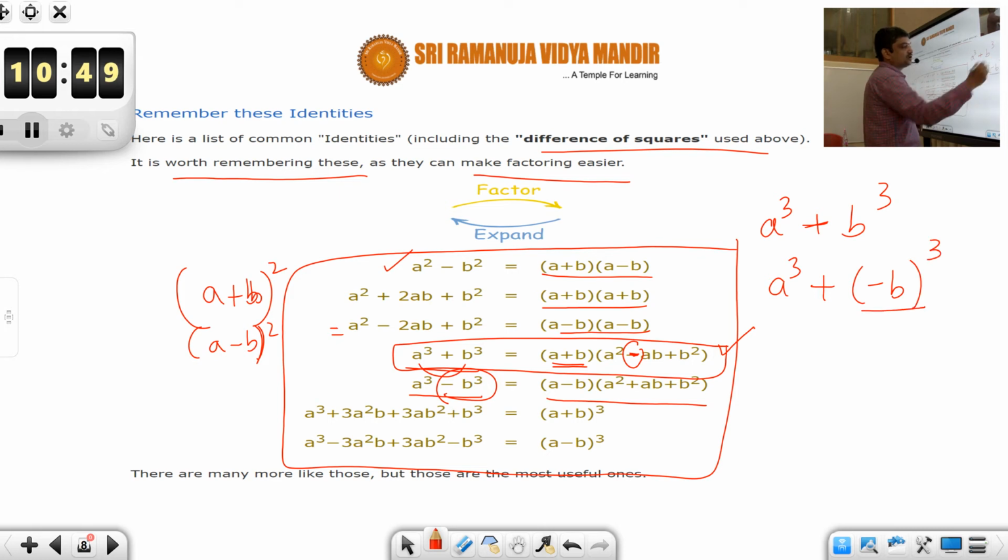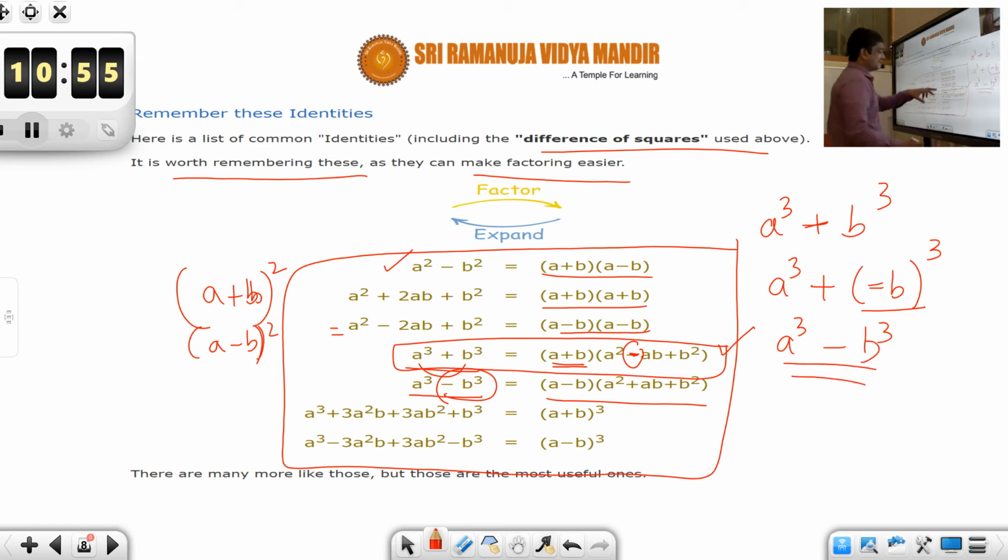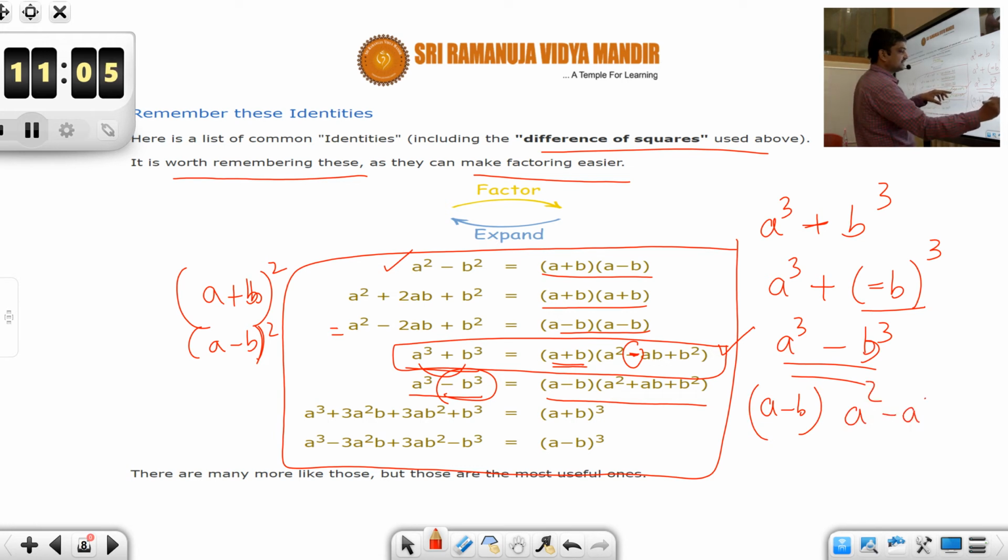And we know that minus b whole cube is minus b cube. So hence you will get the formula for this. So the right hand side, when you substitute minus b in place of b, would become a minus b times a square minus a times minus b plus minus b whole square. So this is going to be a minus b times a square plus ab plus b square.